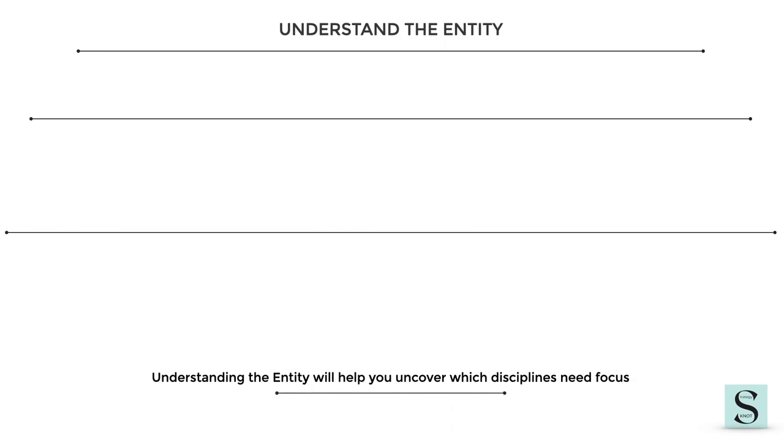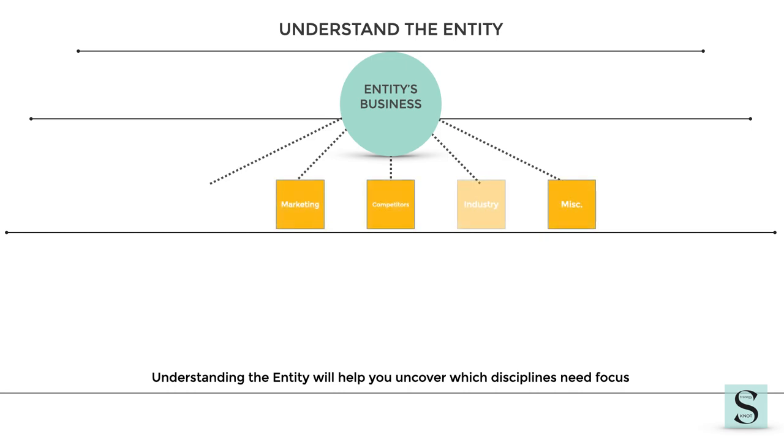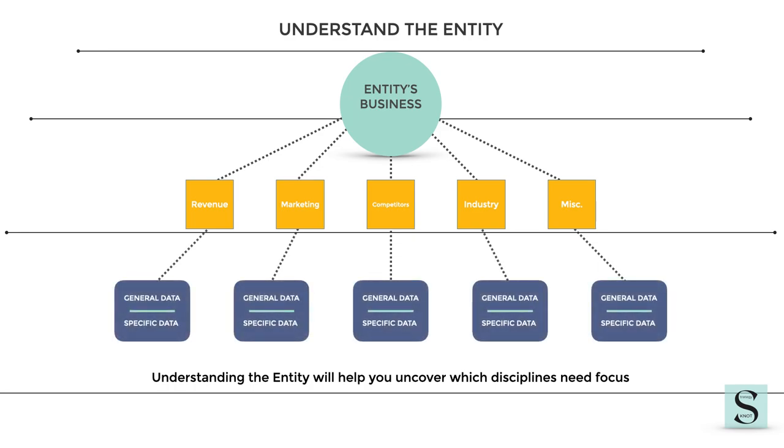And remember, the entity can be a brand, a business, a company. It can also be an individual, like an actor, a singer, or an athlete. And then it could be some kind of project that you're doing either on your own for freelance or internal with a company. But looking at the entity's business, in terms of the five areas that I talked about in the last episode: revenue, marketing, competitors, industry, and miscellaneous. If you can get general and specific data around each of those five categories, understanding the entity will help you uncover which disciplines you really need to focus on.